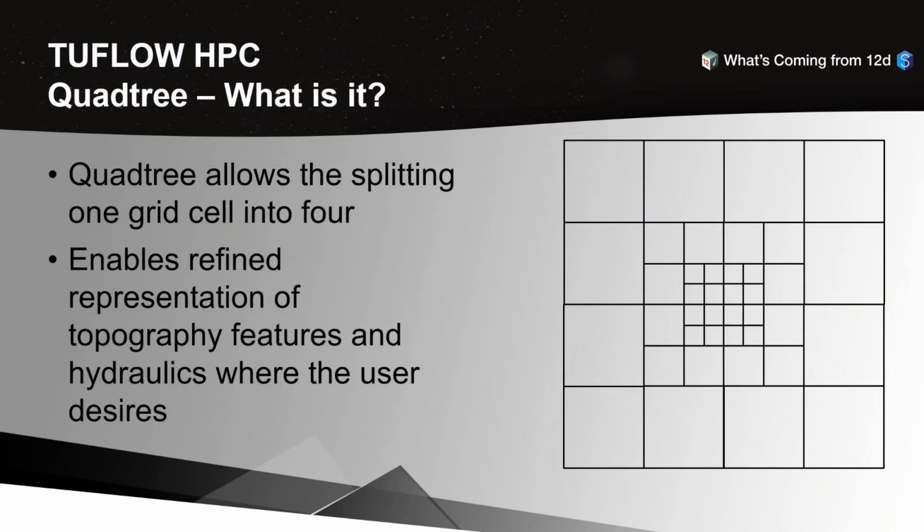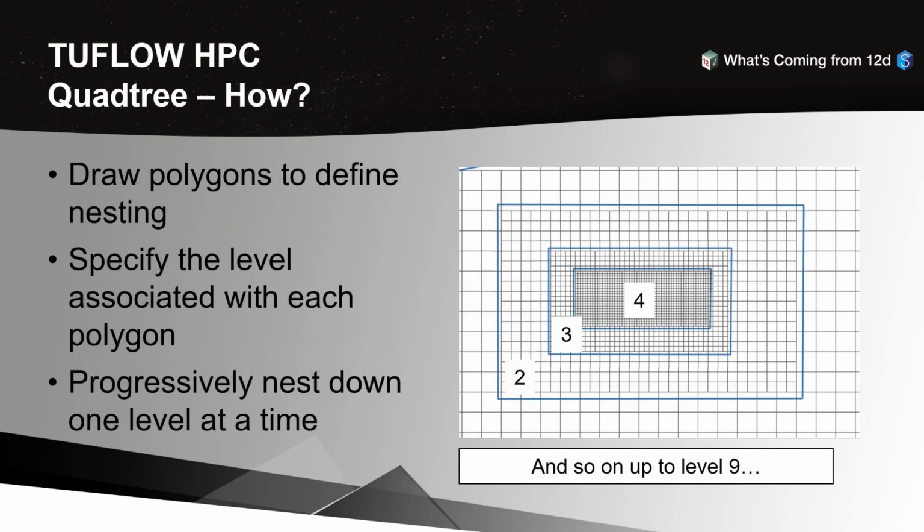Let's now look at Quadtree. Quadtree allows you to split one grid cell into 4. It basically means that you can refine your model resolution when and where you want to achieve improved accuracy. There's 2 ways that you can implement Quadtree. You can manually specify each level of nesting, where you define an area where you'd like to nest it down, then just apply the nest level for that particular region. And we've built in the functionality to accommodate for 9 different levels of nesting.